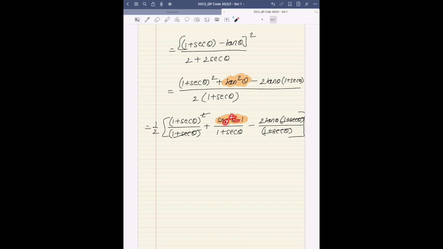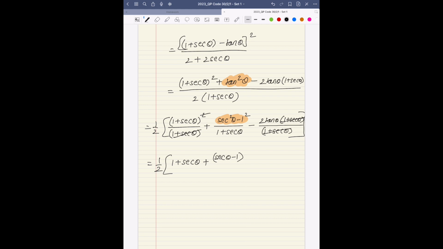This is a square and this is b square. So 1 can be written as 1 square, right? The result doesn't change. Now we get 1 by 2. This fraction simplifies to just 1 plus sec theta, okay? Plus, I'll get sec theta minus 1.